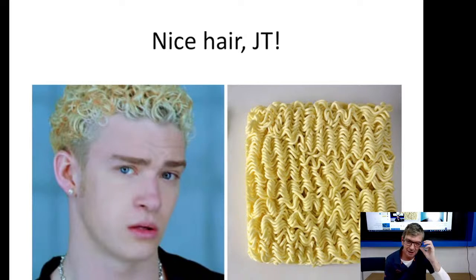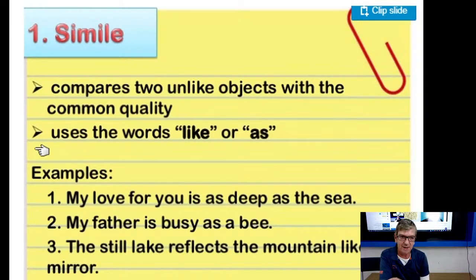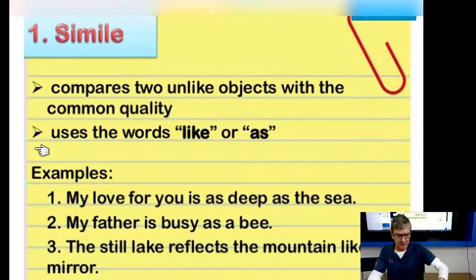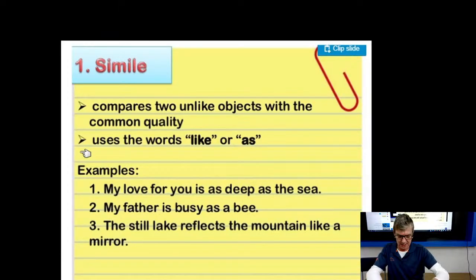So this comes into the first category which we're going to look at, and the name of that is simile. Not smile, simile. It's two unlike objects which have a common quality, something that is the same about them, but they're two completely different things. So in the last example we had air and noodles, right?